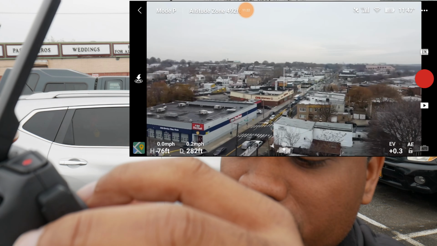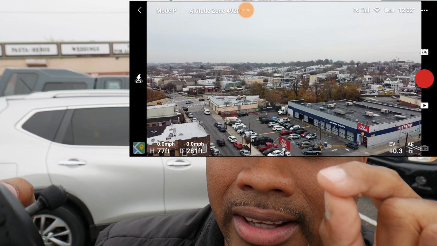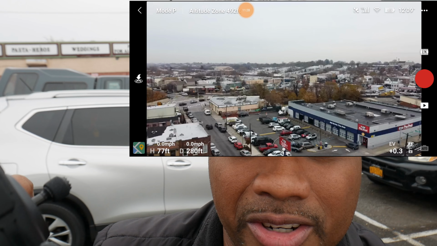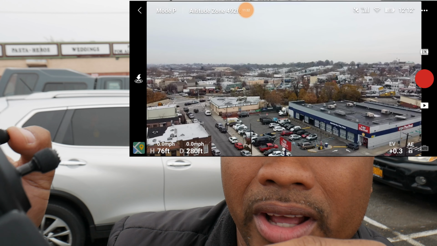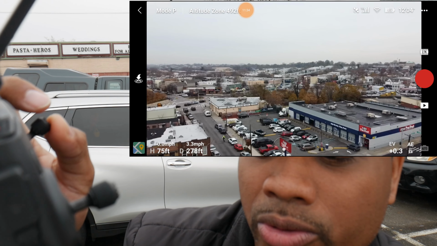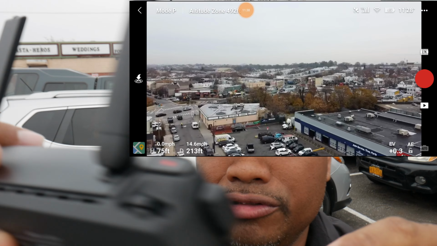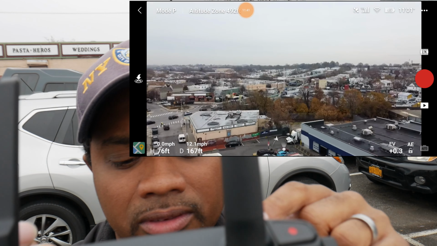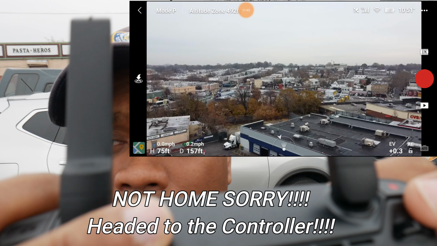There you go. So the tip, do you see that? The tip of the triangle is pointed towards the circle. Once you push forward on the right stick, which I'm about to do, that pretty much means the drone is headed home. Again, just spin it around.